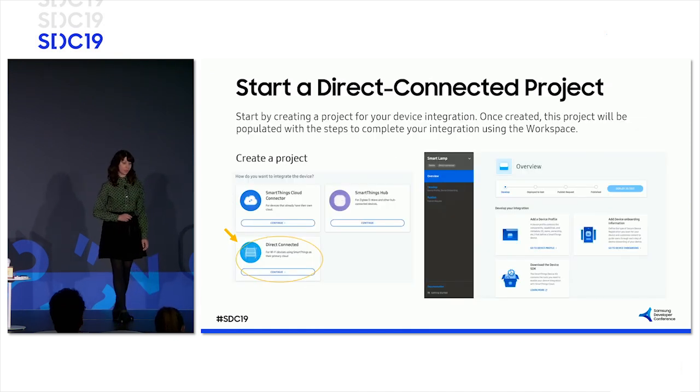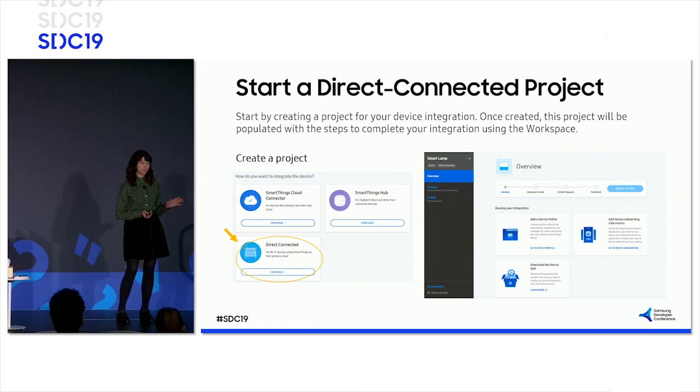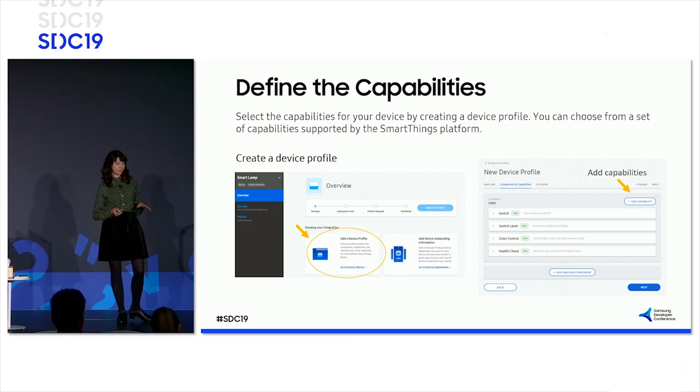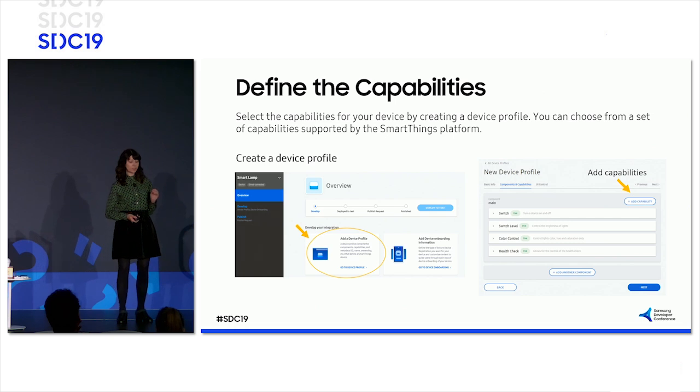So step one is to create that project. You'll be creating what we call a direct connected project. There are lots of different types of integrations that you can build with SmartThings today, and this specific one is called direct connected. Once you create your project, you will see it populated with various steps that you will need to perform in order to complete your integration. One of the first steps you'll see is defining the capabilities. In order to define the capabilities for your device, you're going to create what we call a device profile. Within the device profile, you will have a list of capabilities that are already supported by the SmartThings platform.